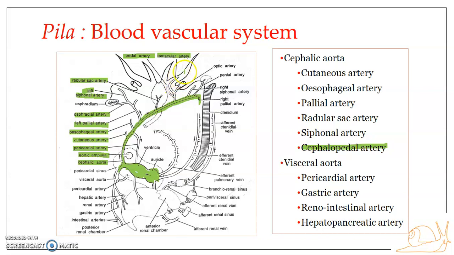You can see here this is the tentacle, the anterior posterior tentacles, and this branch is the optic artery, to the ommatophore and the eyes. So these three branches arise from the cephalopedal artery.